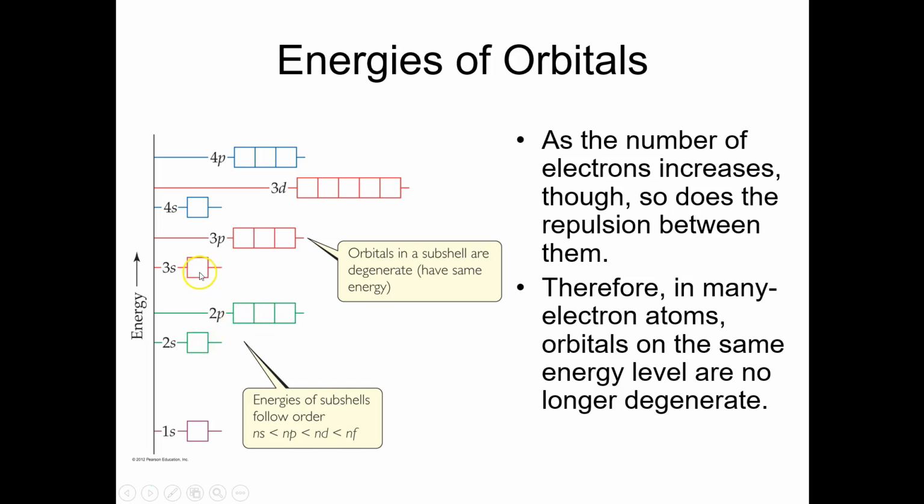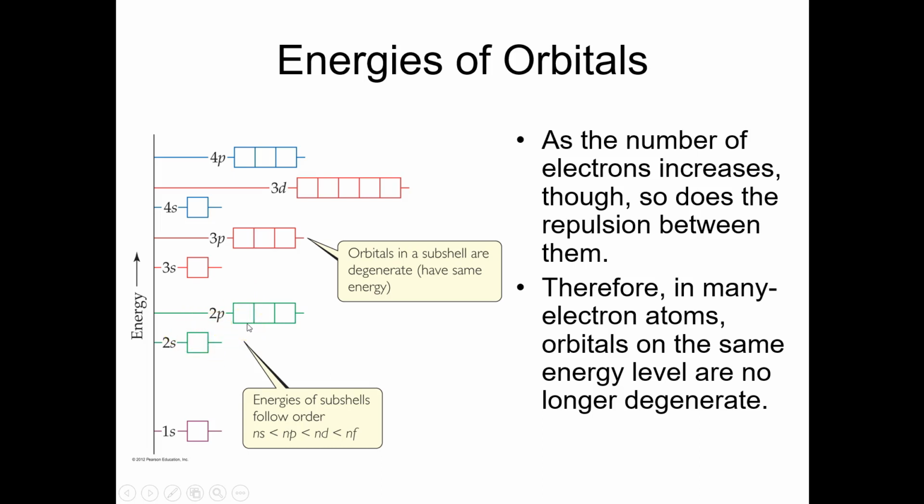It splits the energy of the 3 level. The 3s is lower than the 3p. The 3p is lower than the 3d. It splits the energy of the 4 level. The 4s is lower than the 4p, etc. So as the number of electrons increases, there is repulsion between electrons, and that has the effect of splitting the subshells. You'll notice again, as I mentioned before, within a subshell, the orbitals are always degenerate. 2p orbitals will always be degenerate. 3p orbitals will always be degenerate with each other. But the 2p orbitals are now no longer degenerate with the 2s orbital.